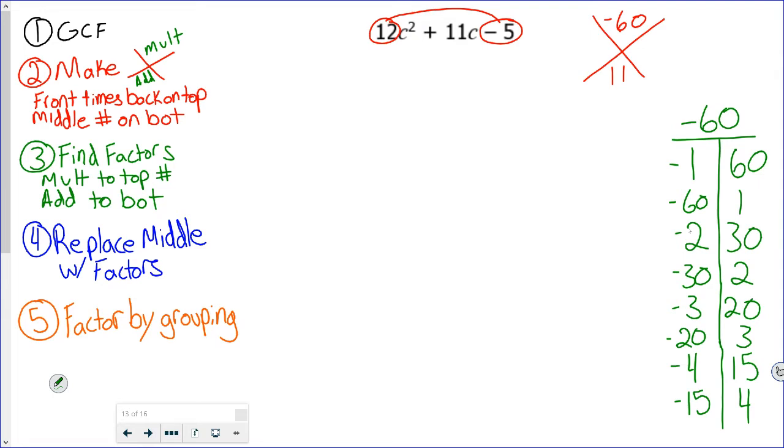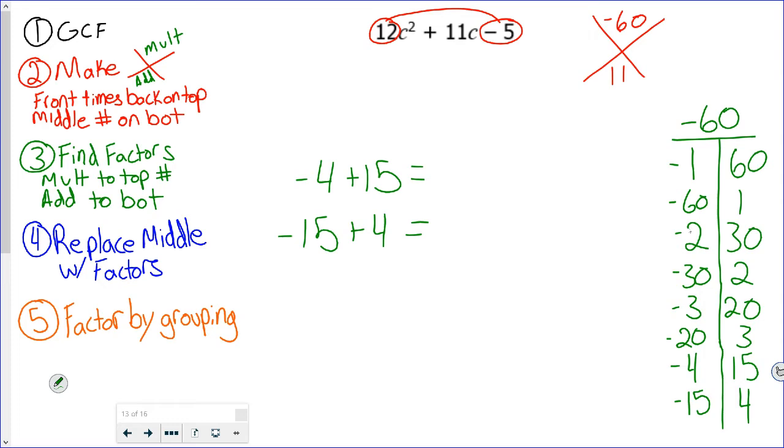That seems like we could get an 11 there, right? And which one do we want? Do we want -4 plus 15, or do we want -15 plus 4? Which one of these equals 11?